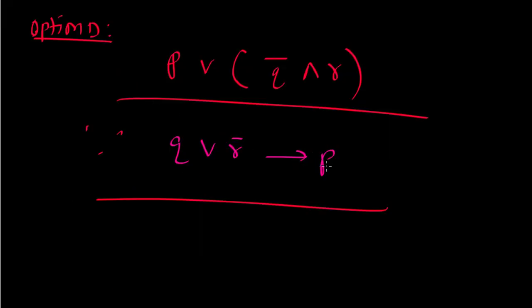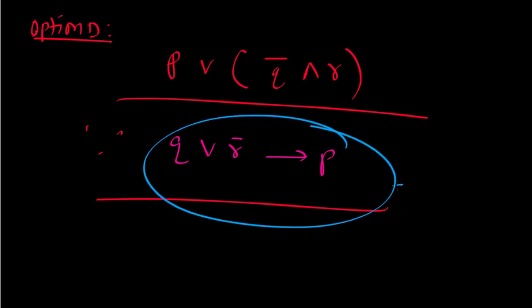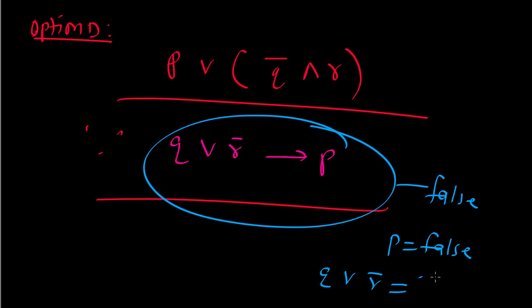So again the same thing you can do. Let's check whether this is a valid argument or not. What you will do, just make it false. How to make it false? P must be false and Q or R bar, that must be true.